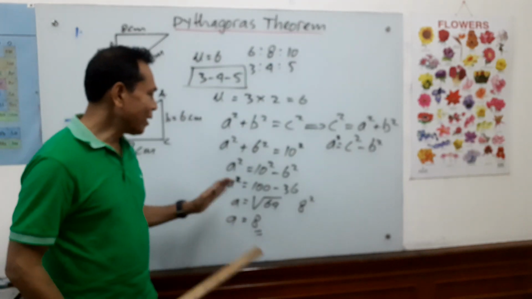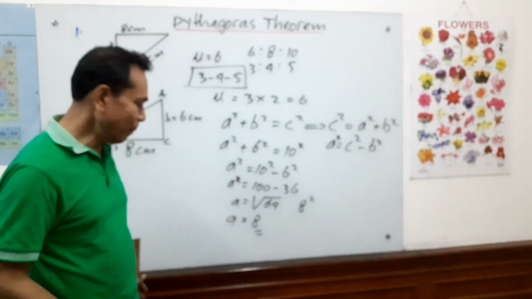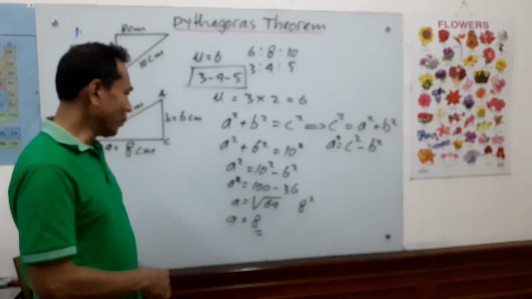Okay, children, that's the way you convert the formula to find an unknown side.